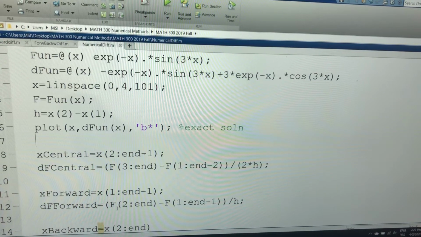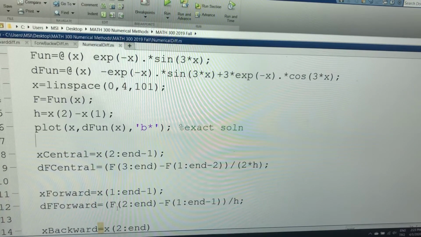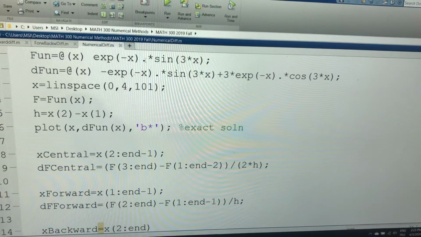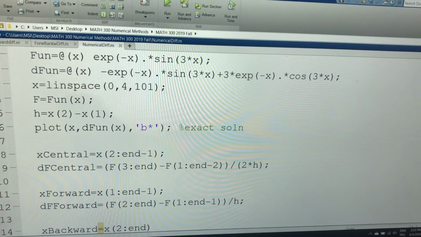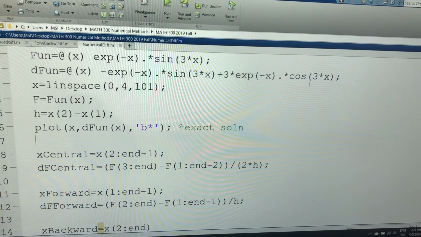And in this last example, we will compare three methods and the exact solution together. Our function is e to the minus x sine 3x. So the derivative of the function, you can take the derivative by using the product rule. Derivative of the first one times the second plus the first one times the derivative of the second. That's why 3 cosine 3x is coming. So this is the derivative of our function.